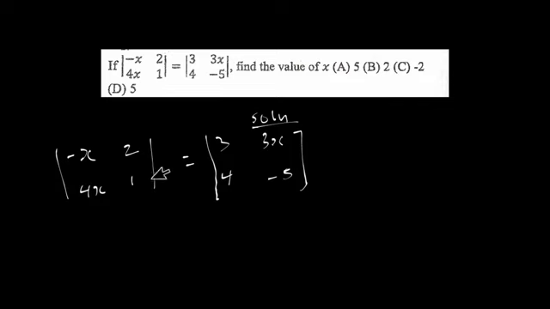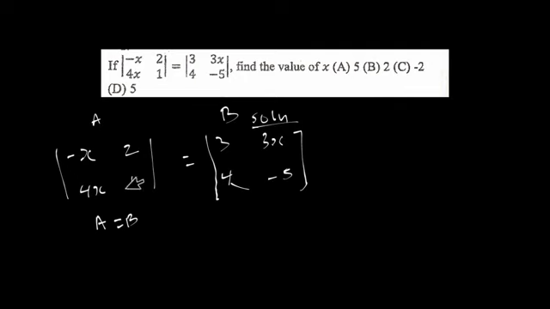If you look at this, an easy way: both sides are 2 by 2 matrices. So we can solve each using determinants. Let me first call this matrix A, and the other one matrix B. So it means that determinant A is equal to determinant B.